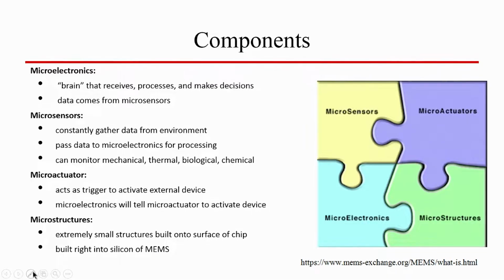So, if you want to quickly recall, if you see the slide, we talked about microelectronics, which is considered as a brain that receives, processes and makes a decision, and data comes from the microsensors. When the data comes from the microsensors, it is processed through your microelectronic circuits, right. There are several domains in which people work and work on research ideas, and these are 4 domains within the MEMS, and each one has a significant amount of research involved.